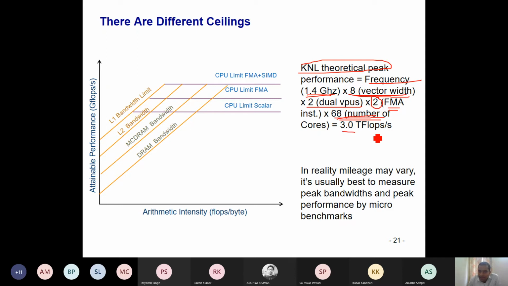So its peak performance is 3 teraflops per second of double precision. This vector width is for double precision, because double precision is 64-bit, and it has a 512-bit wide data path. If your operand is 64-bit, then the vector width is 8. That's how we got 3 teraflops per second for double precision. In this way we find out the peak performance.